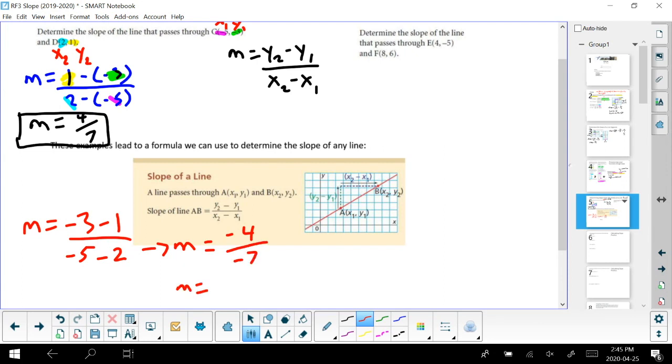And what happens when we divide two negative numbers? Well, they both become positive. So you can see here, it doesn't really matter, okay, which order you put them in. We're still going to end up with the same slope.